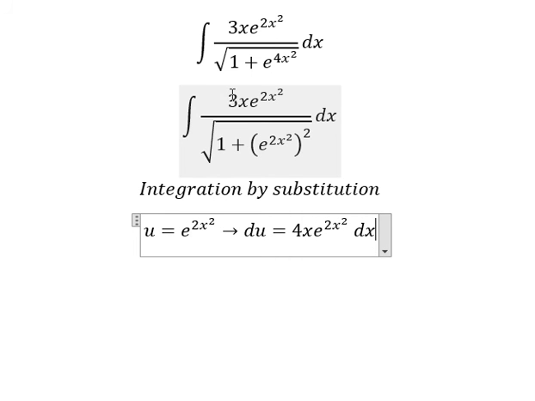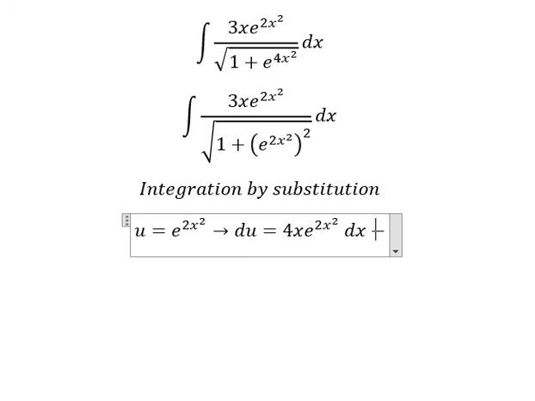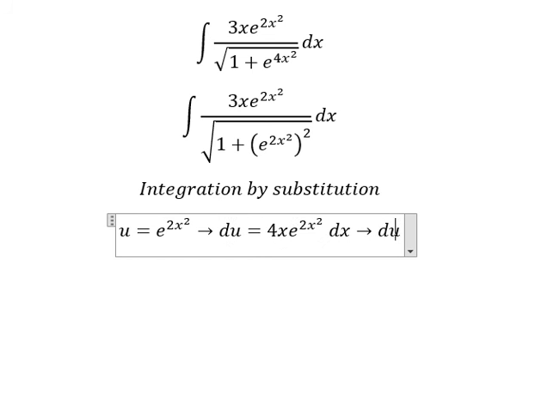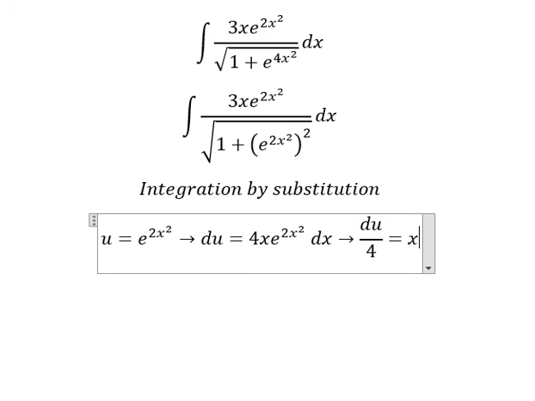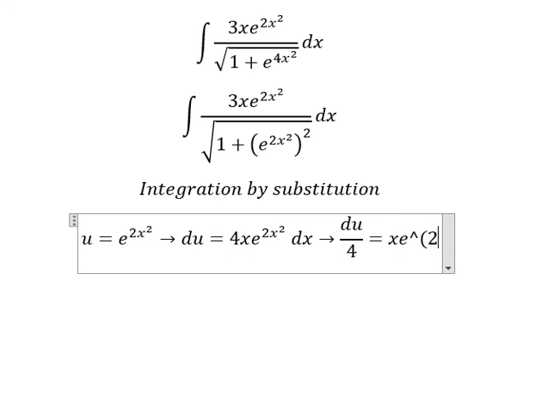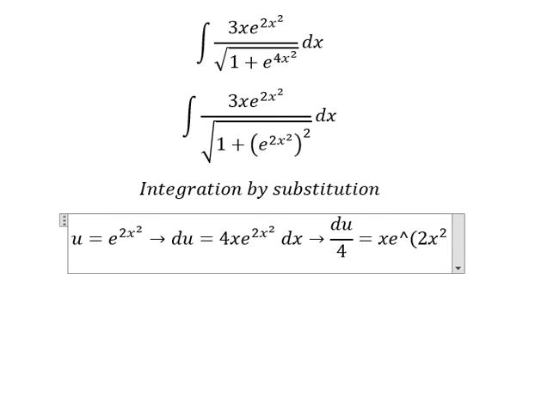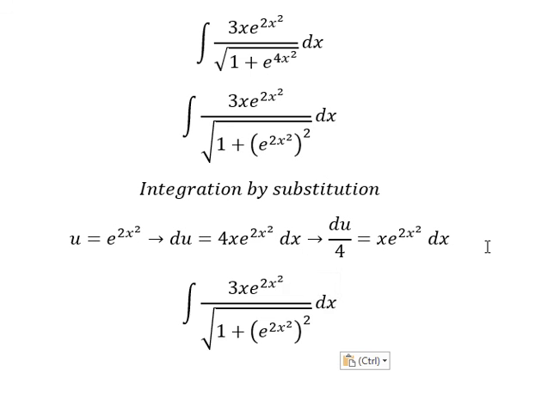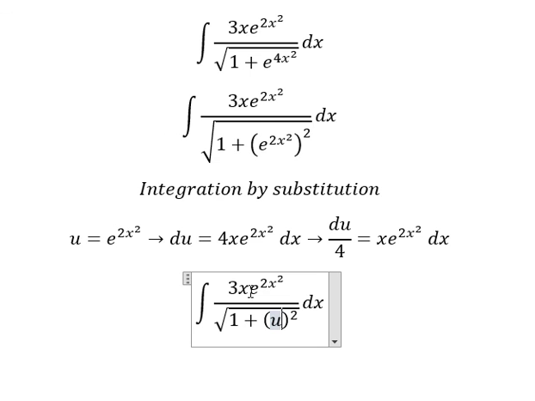But this is not just number 4. So we need to divide both sides by number 4. So this one we change by du. S e to the power of 2s squared ds we change by du over number 4.